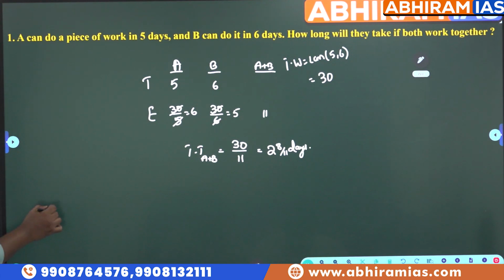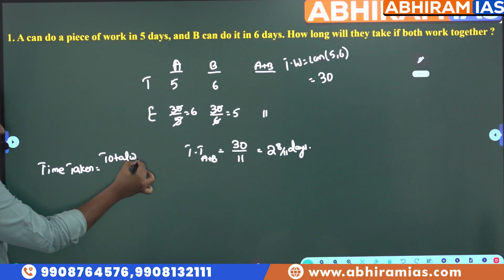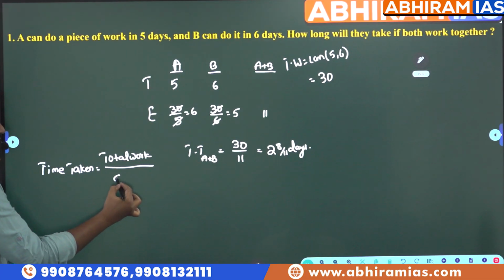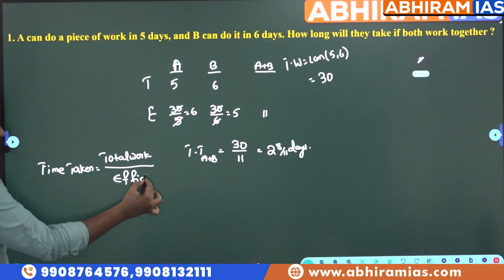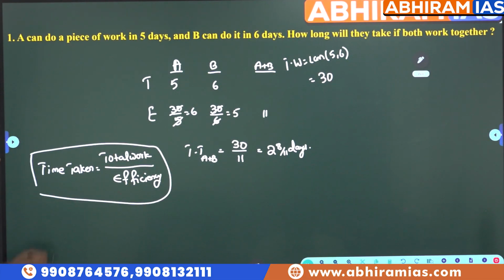Only one formula which we will have. Time taken is equal to total work by efficiency. Okay. If I want time, I will divide total work by efficiency. If I want efficiency, I will divide total work by time. These are the things which we do here.